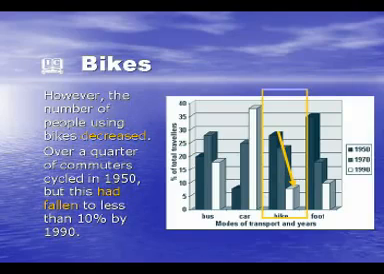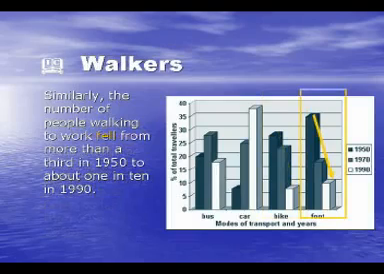However, the number of people using bikes decreased. Over a quarter of commuters cycled in 1950, but this had fallen to less than 10% by 1990. Similarly, the number of people walking to work fell from more than a third in 1950 to about 1 in 10 in 1990.